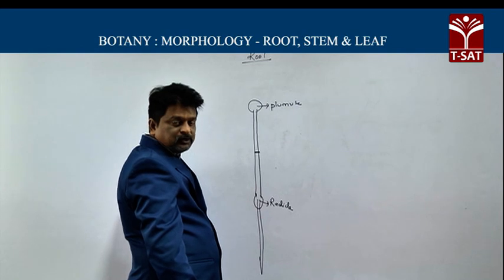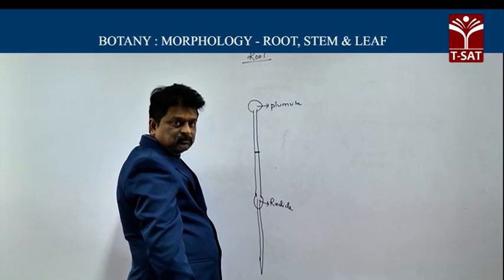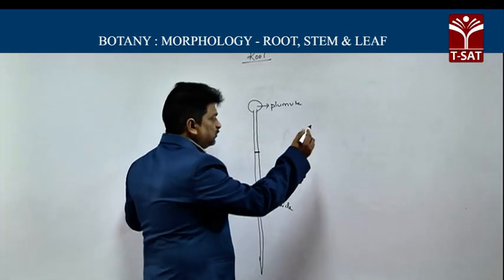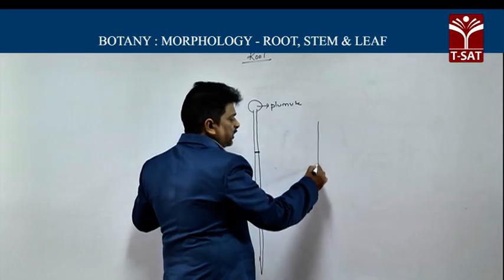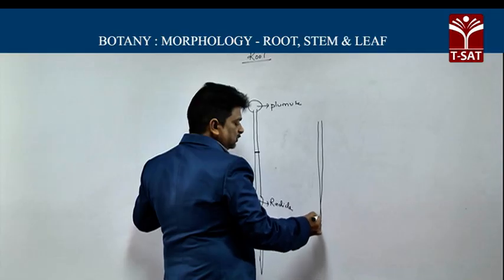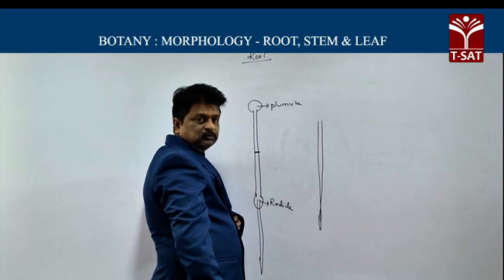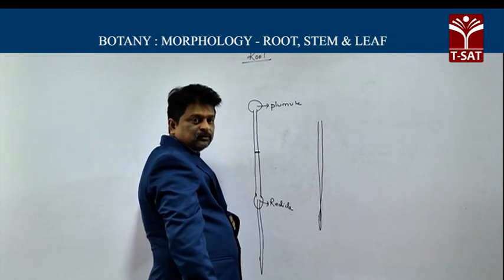Now, types of root system. There are three types of root system: taproot, fibrous root and adventitious root. The first one is taproot. What does taproot mean? This is a radical. Actually, the radical develops into the main root. That main root is called the taproot.